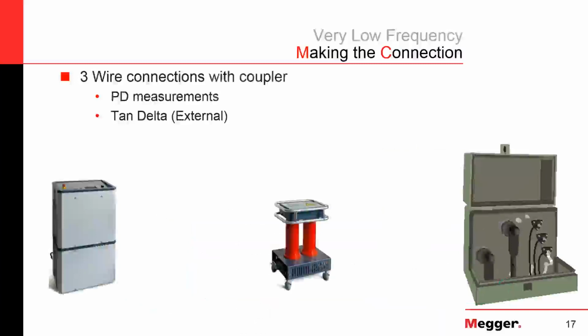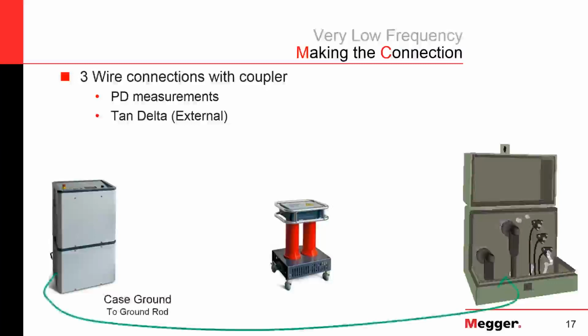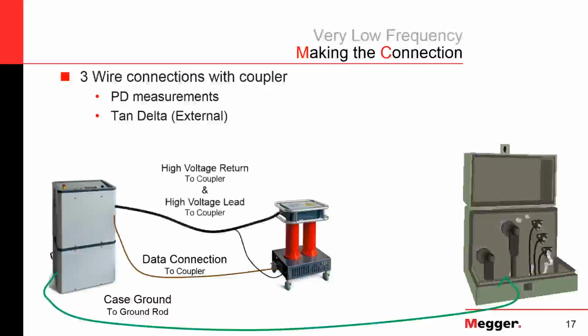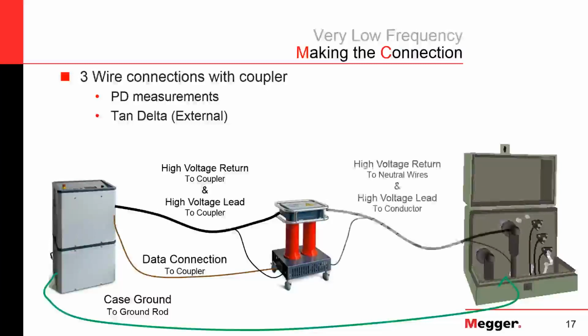For partial discharge testing or for units that have an external tan delta coupler, we need to include the coupler in the connection. So again, the case ground is always the first connection we make. We'll add a data connection to bring the data from the coupler back to the unit. Then we'll connect the high voltage return and the high voltage lead to the coupler. The last connections then will connect the coupler to the cable under test. And of course, same thing, we connect the high voltage return to the neutral wires and the high voltage lead to the conductor.